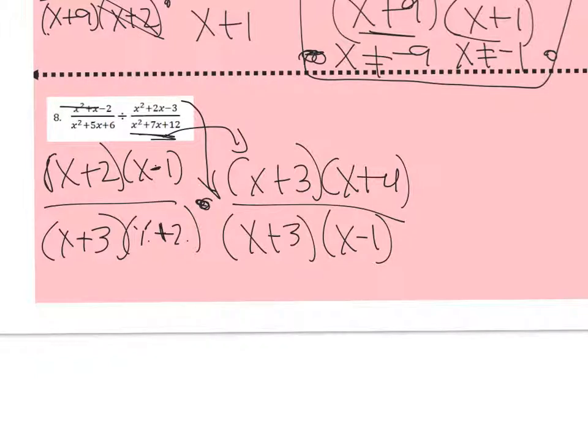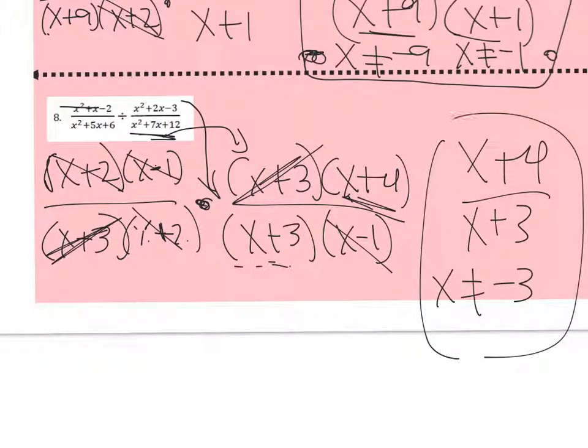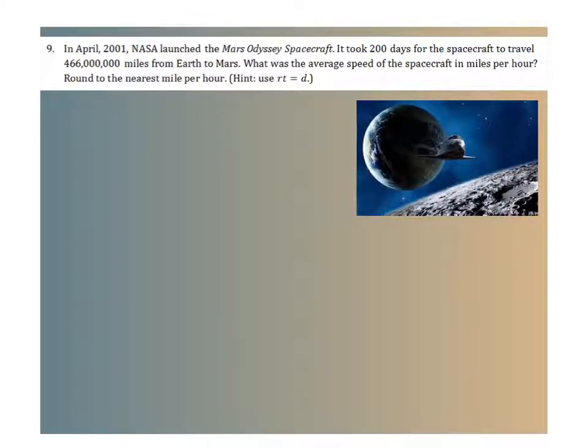So now a lot of stuff cancels out here. I can go x+2, x+2, x-1, x-1, x+3, x+3. I'm left with x+3 and x+4. x+4 goes on top. x+3 goes on bottom. x cannot equal negative 3. There's my answer.